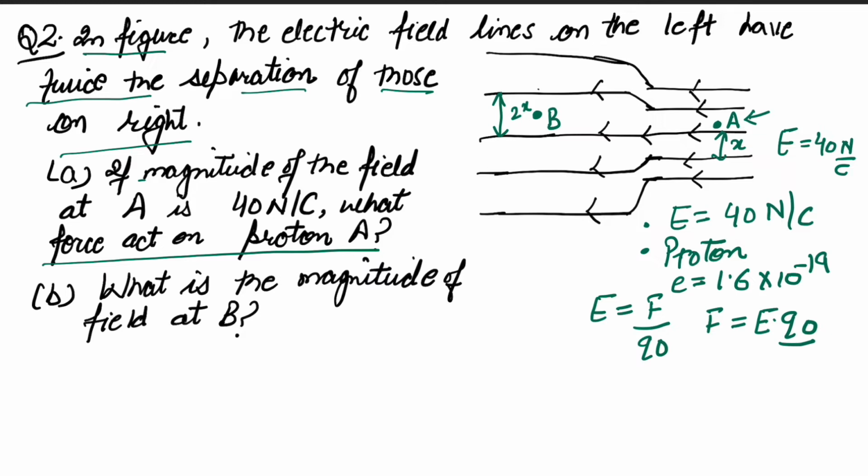So we can simply write force is equal to E times Q naught. We substitute the value of E, which is 40 Newton per Coulomb, and we have taken the units of charge in Coulomb, so there is no need of unit conversion. So it will be F is equal to 40 into 1.6 into 10 raised to power minus 19 Coulomb. Then from here you can determine the force. Pick up your calculators and let me know the value of force. In the meanwhile, let me explain the second question.